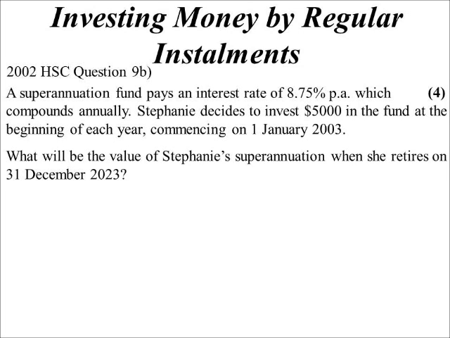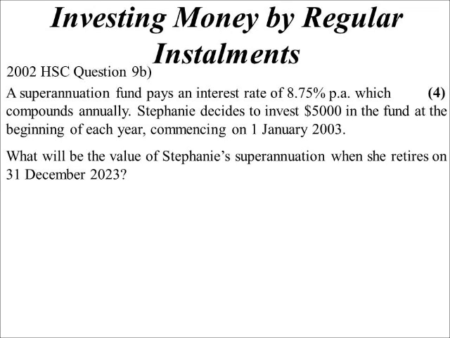So let's get to the idea that we like to play with in, I guess, the student idea of superannuation. So investing money, regular instalments. So this comes from the 2002 paper. So as a superannuation fund, interest rate of 8.75% per annum. It is a very simplified model.